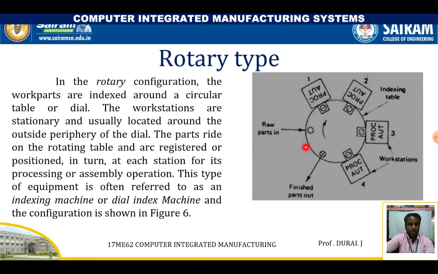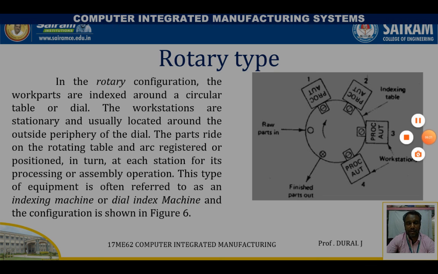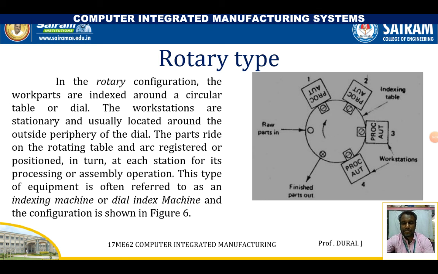This is used to stop the component at particular angles. Exactly, suppose four machines are connected, then the component has to be stopped at every 90-degree angle. So every 90 degrees the machines have to be arranged over here. It goes to the first 90 degrees, stops, performs the operation, and goes to the second 90 degrees like this. The work takes place, and finally it comes out as a finished product over here. So this is about the rotary type mechanism.